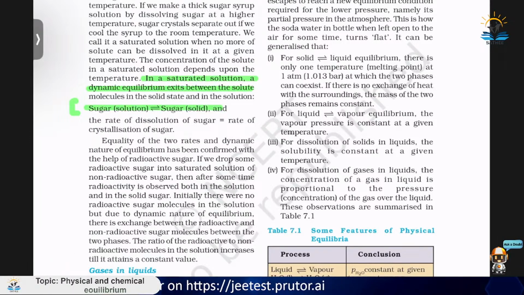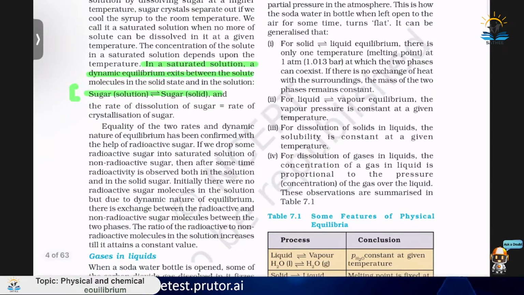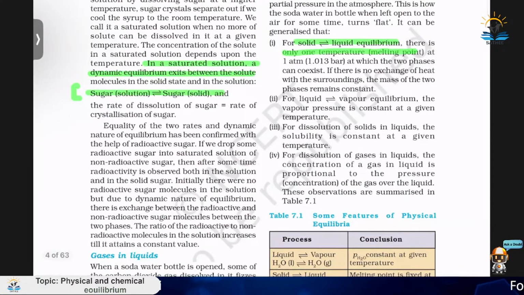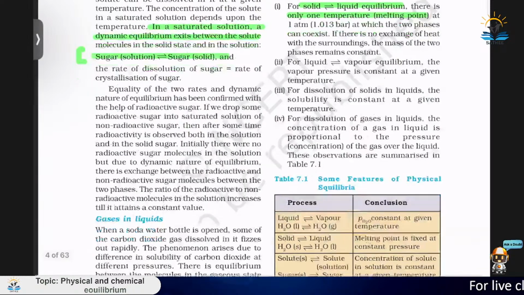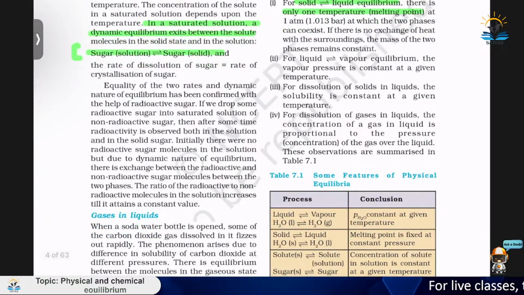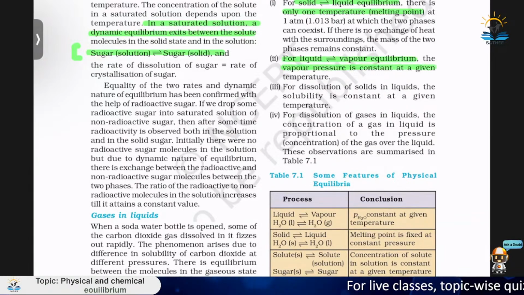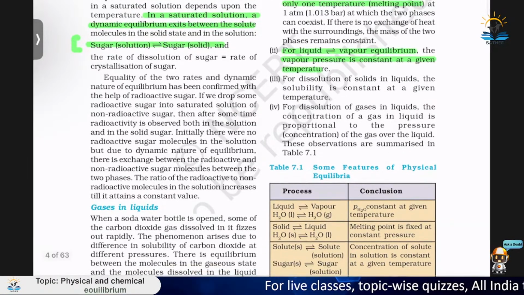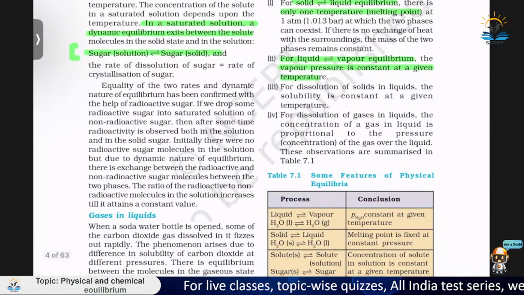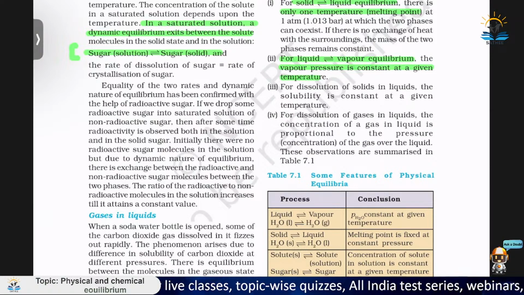So for physical equilibrium, we can define a few points. In solid to liquid equilibrium, there is only one temperature, which is the melting point, at which they can coexist. For liquid to vapor equilibrium, the vapor pressure is constant at a given temperature. Although the equilibrium can exist at any temperature, the vapor pressure is defined for a particular temperature and it changes with temperature.